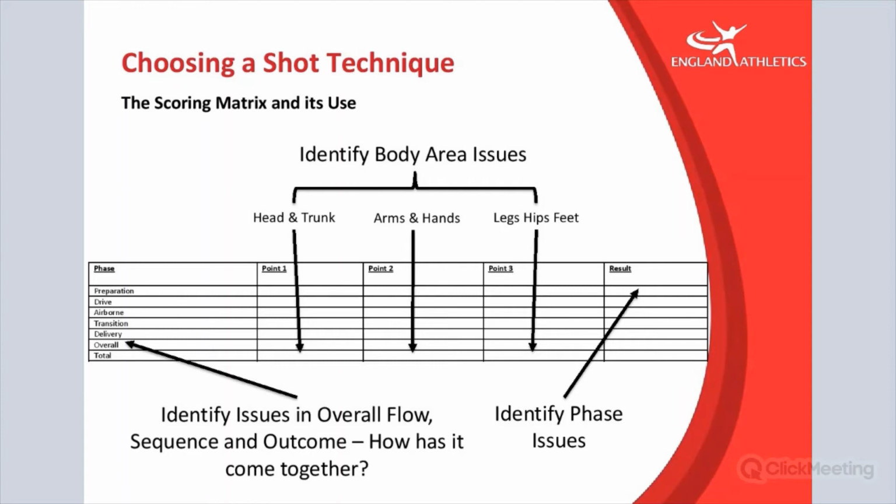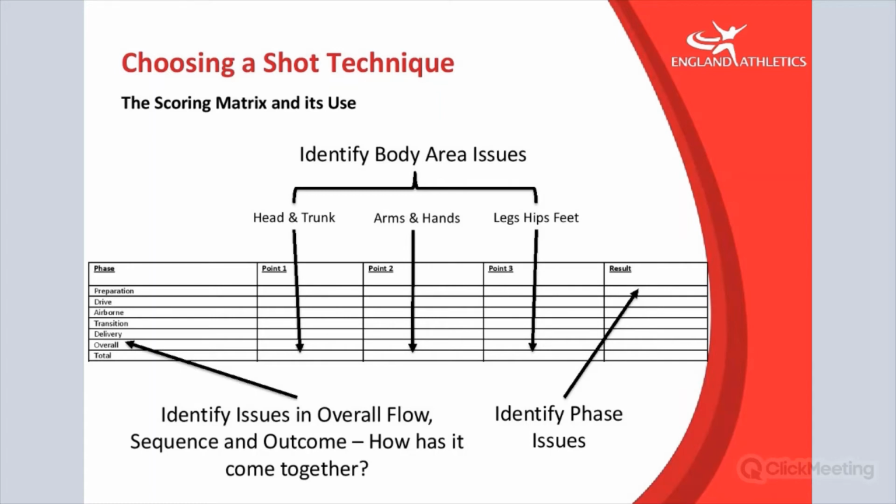On the left-hand side, you have all the phases, and then you have point 1, point 2, point 3. So point 1 is the head and trunk, point 2, arms and hands, point 3, legs, hips and feet. And then we have the result that we score between 1 and 3, as I mentioned before. So if you look at, say, point 1, if you get 1 point in each one, that means you're green.